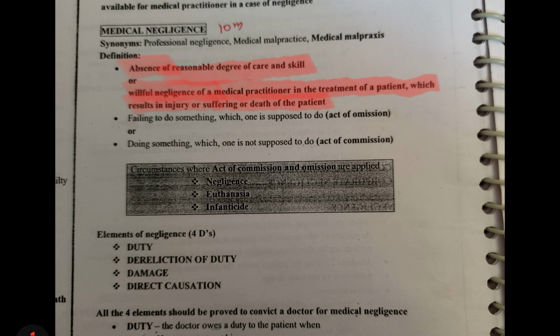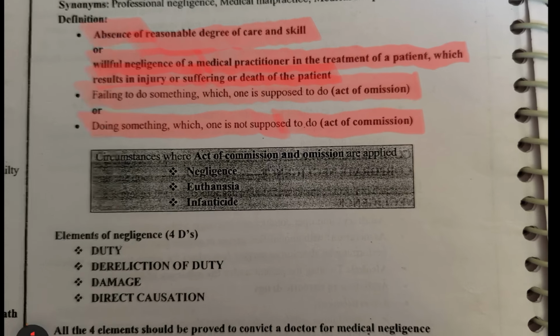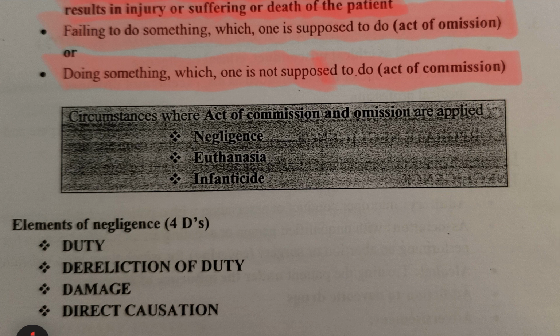Failing to do something which one is supposed to do is an act of omission, or doing something which one is not supposed to do is an act of commission. The circumstances where acts of commission and omission are applied are negligence, euthanasia, and infanticide. So these are the examples for commission and omission.